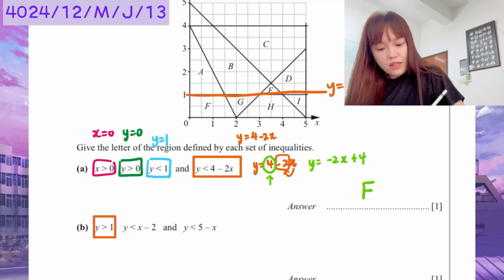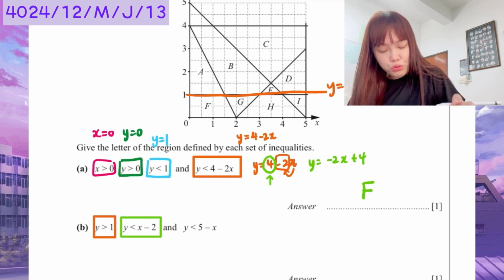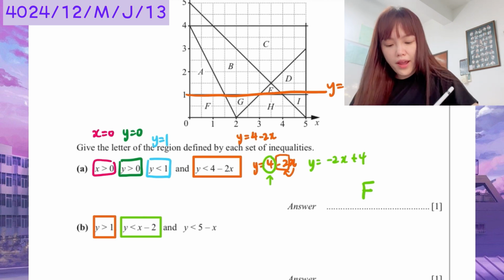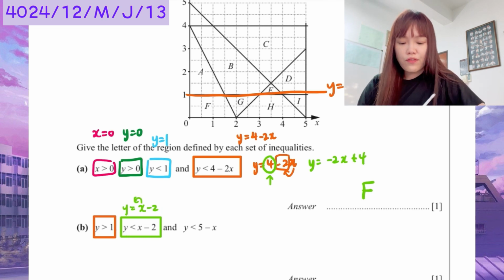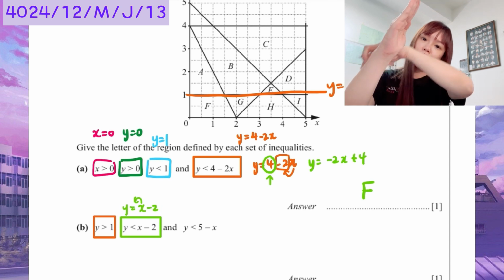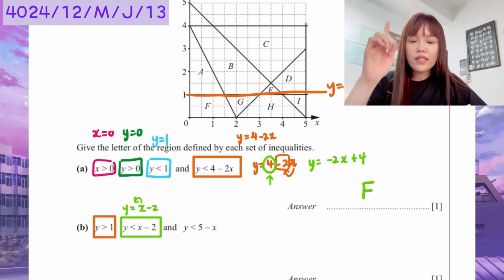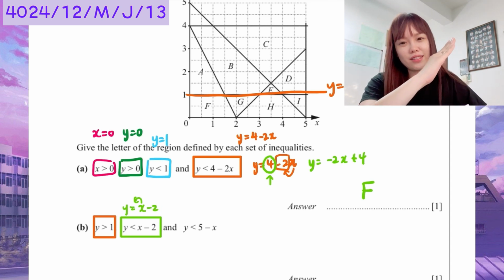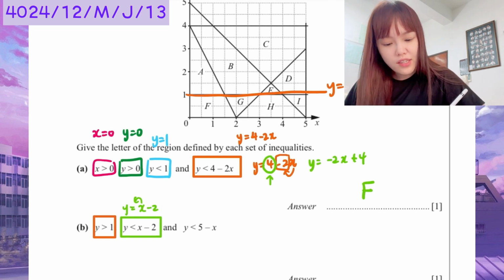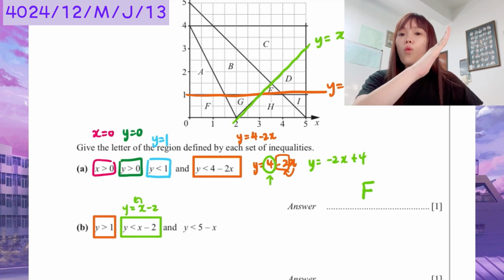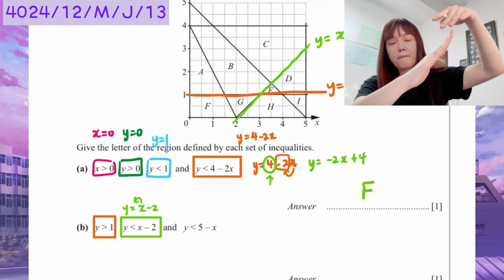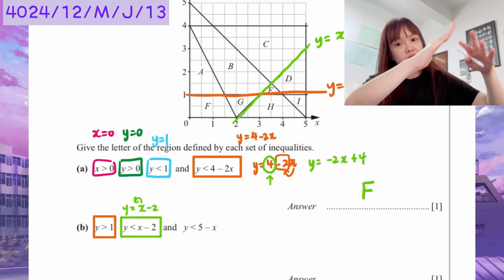And y smaller than x minus 2. This is a positive gradient because y equals x minus 2, right? The coefficient of x is positive. So if it's positive, it means the line is going up like this. Here you only see one going up like this, the gradient that is positive, which is this. So this is your y equals x minus 2. If it's y larger than, then it's here. If y smaller than, then it will be here.